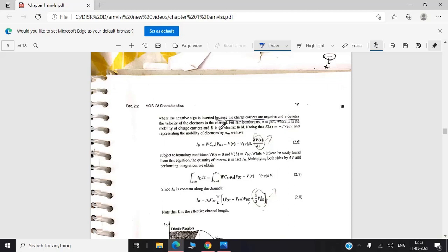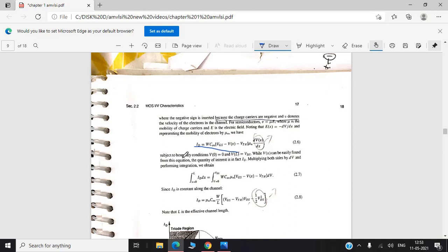Representing the mobility of the electrons by mu N, we have ID equals, substituting these into the ID equation, W COX into VGS minus Vx minus VTH into V, where V is mu into E, so mu N into dV by dx, since E equals minus dV by dx. The minus minus gets cancelled and becomes plus. So this will be your total ID equation.